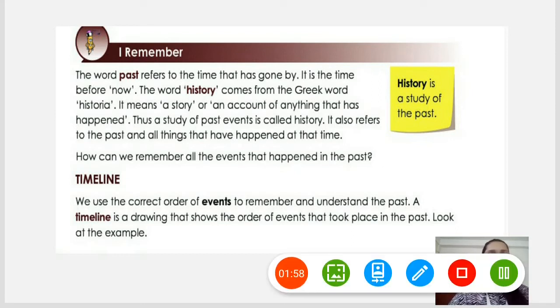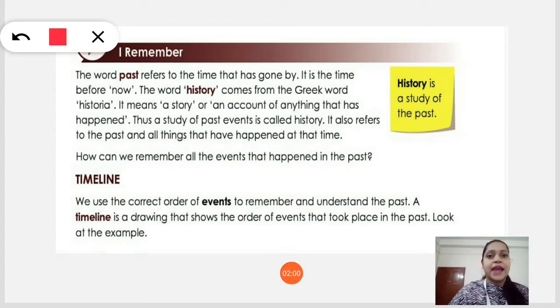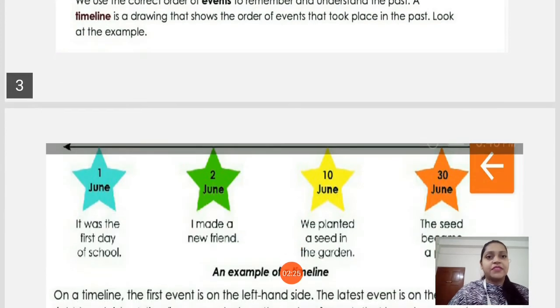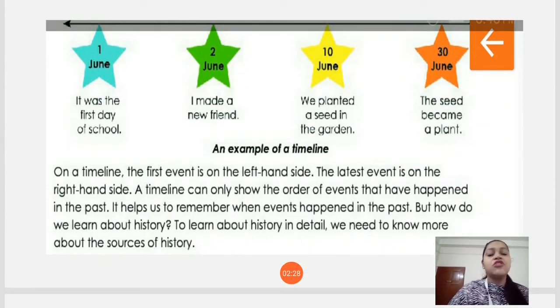Then children will study what is a timeline. It's given, we use the correct order of events to remember and understand the past. A timeline is a drawing that shows the order of events that took place in the past. So you remember timeline? It's a line where the past events are shown in a correct order. And we'll see it on the next page.